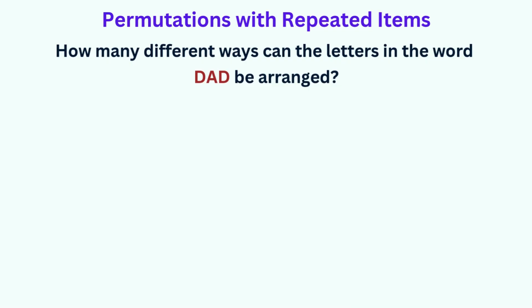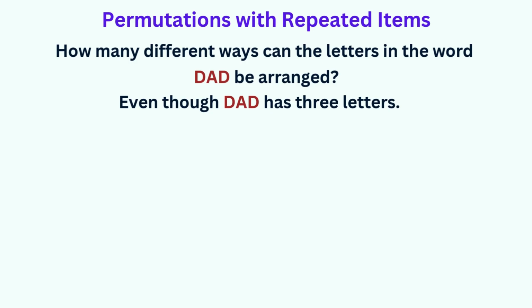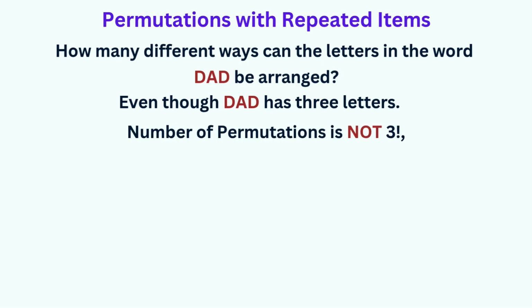Now, what if some items are alike? For example, how many different ways can the letters in the word dad be arranged? Even though the word dad has 3 letters, the number of permutations is not 3 factorial, since one of the letter is repeated, that's the letter D. To fix this, we divide by the factorial of the number of times an item was repeated.